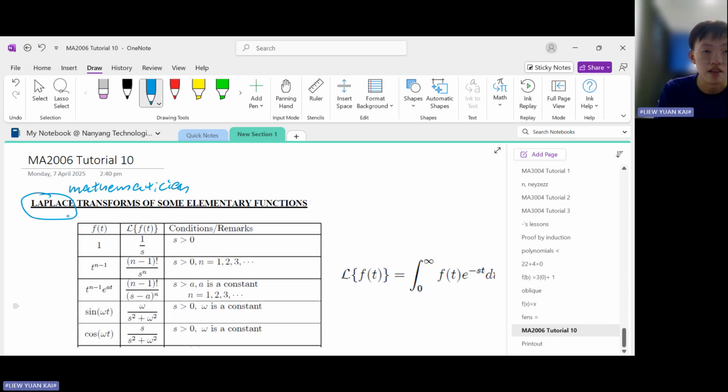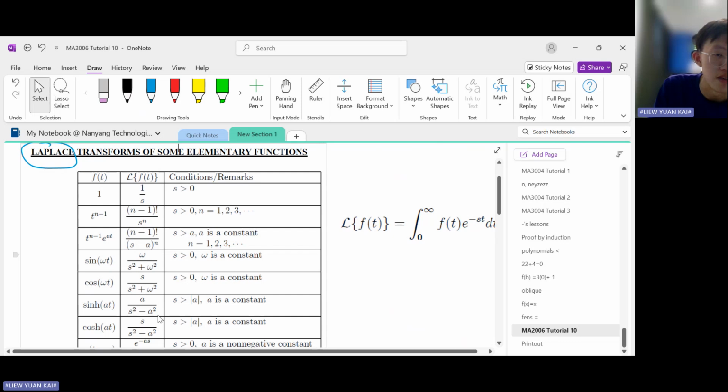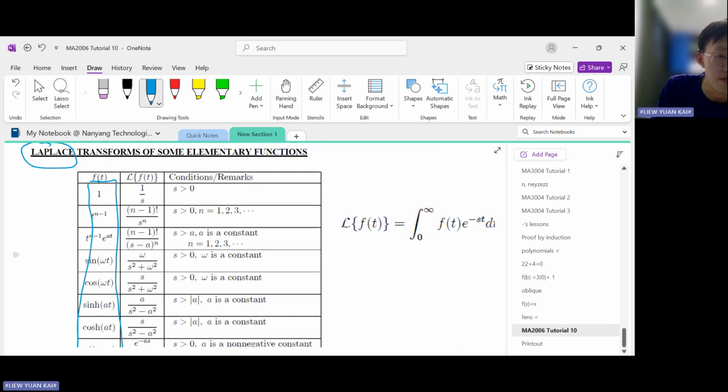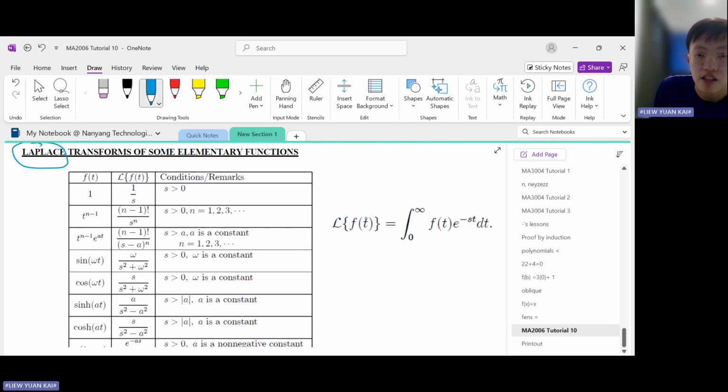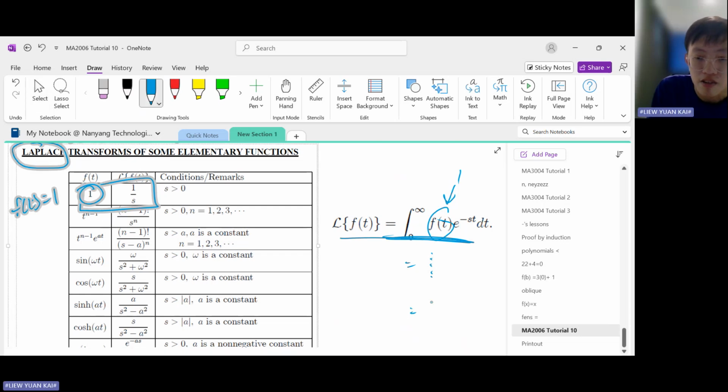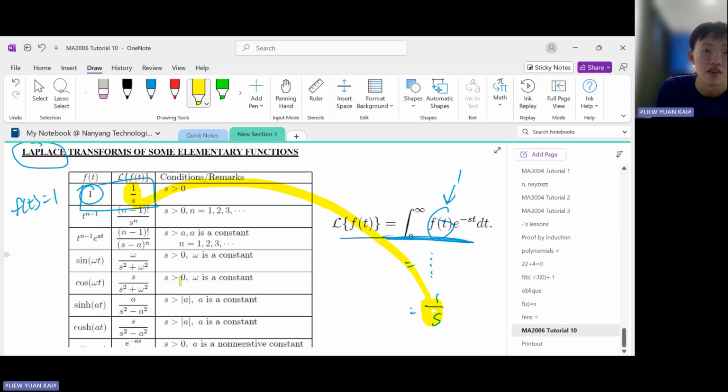So how did Laplace obtain these functions? What he did is, for these elementary functions in the entries of the first column, he put them into this Laplace transform definition. For example, let's take a look at the first row. See this, f of t is equal to 1. He subbed 1 into here, and then after doing a lot of math, he obtained the result 1 over s. And then after that, he put this into the second column.